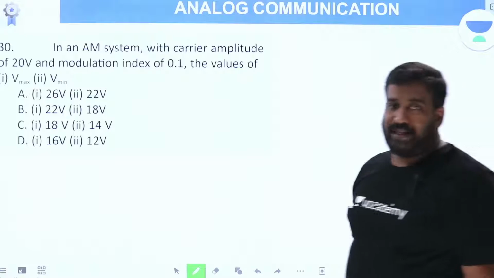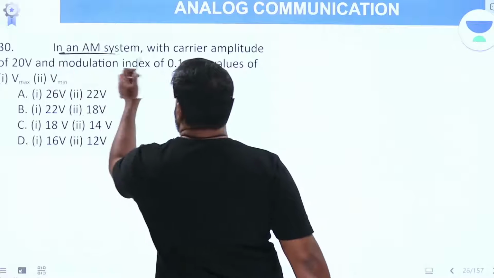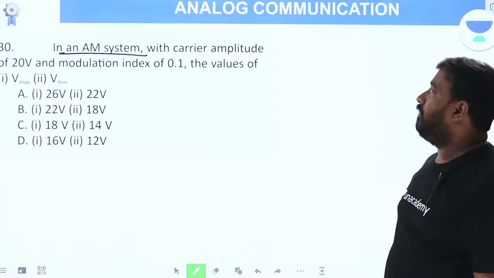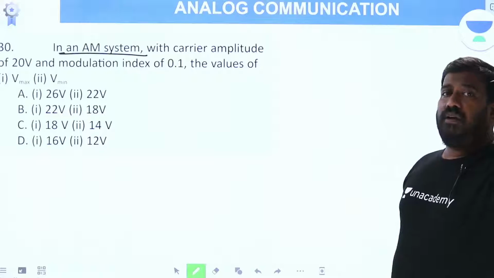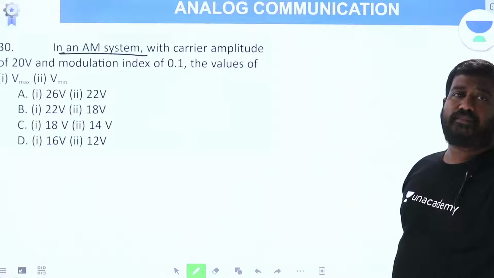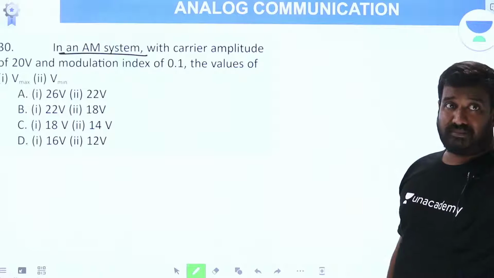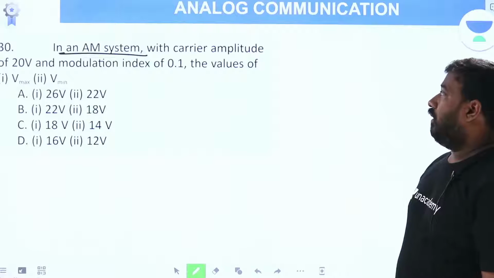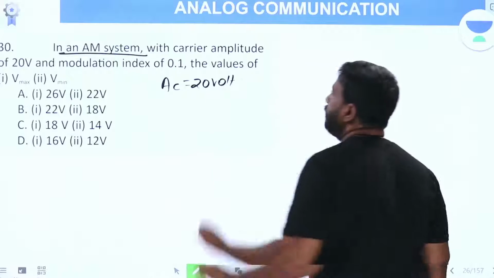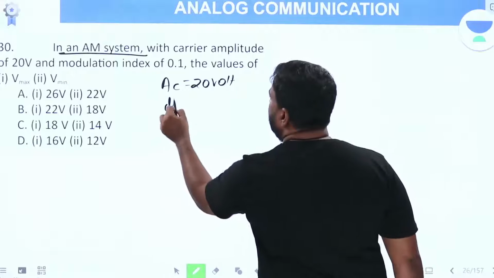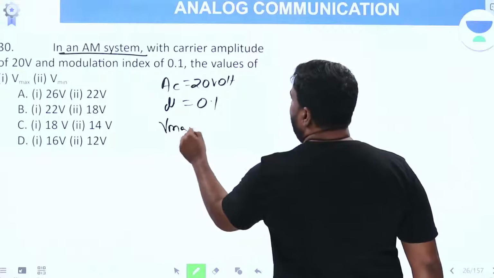Next question. In an AM system with carrier amplitude of 20 volt and modulation index of 0.1, the values of Vmax and Vmin are.